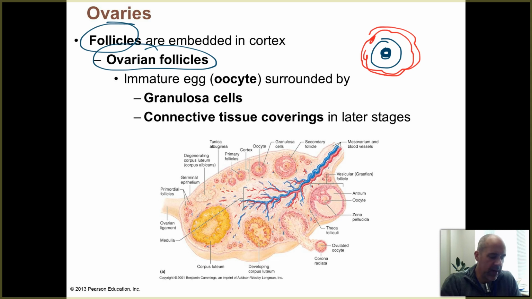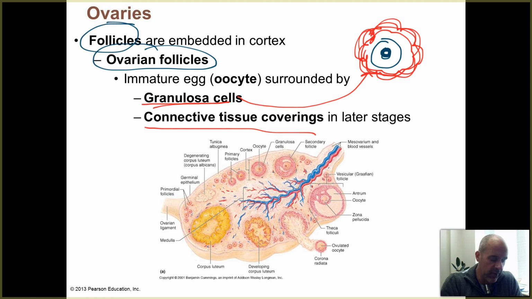All right, so an immature egg or an oocyte is surrounded by granulosa cells. So if we said this is a follicle structure that's composed of many smaller cells surrounding the larger oocyte or egg cell there in the center, the cells that make up the follicle are called granulosa cells. More mature follicles, the larger, more complex ones, have connective tissue coverings around them, and those are called theca. There's a theca interna and a theca externa, but you only see those in the more mature versions.